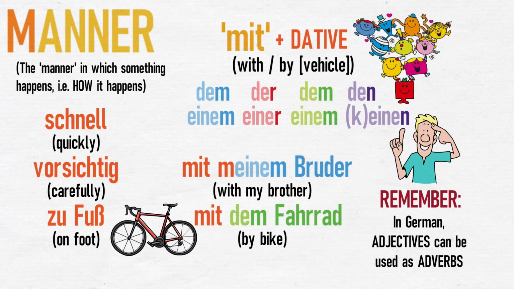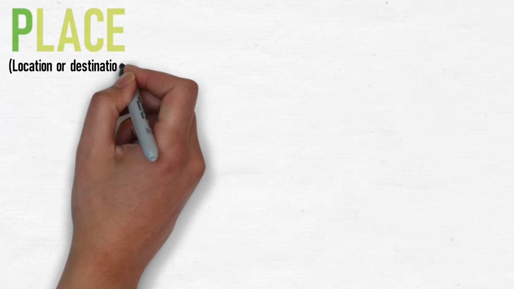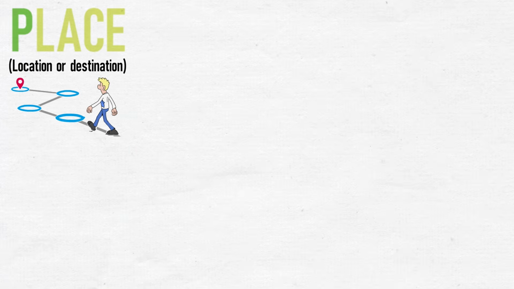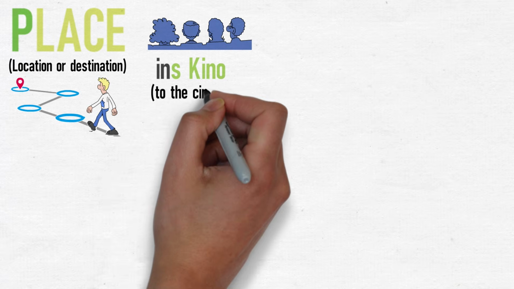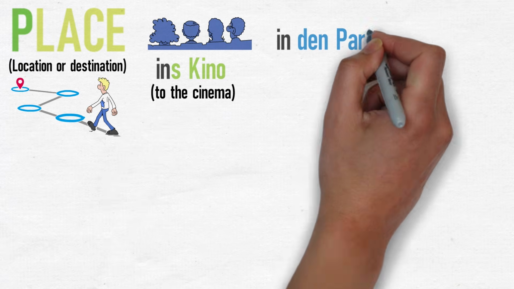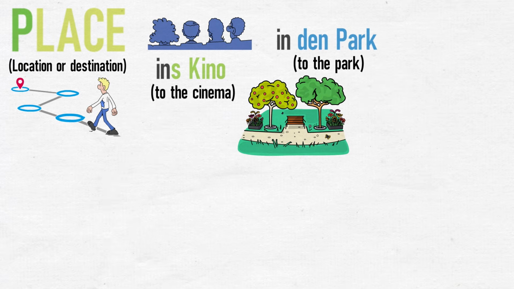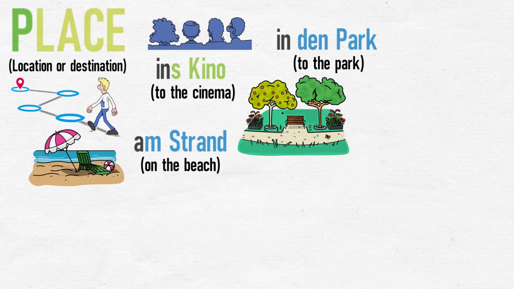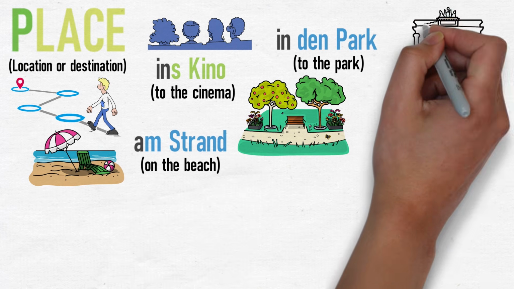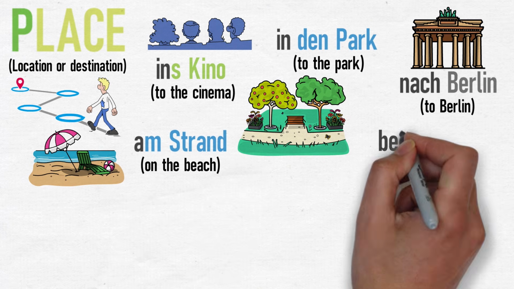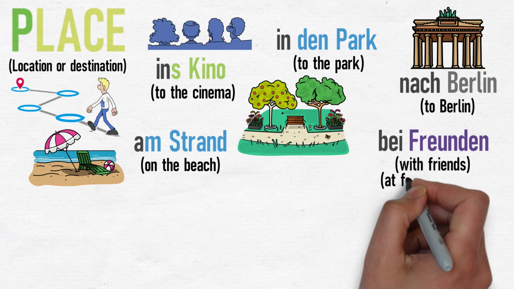The P section of the tempo rule deals with a place, as in where something is happening or a destination. Some phrases that cover this aspect are ins Kino, to the cinema, in den Park, to the park, am Strand, on the beach, nach Berlin, to Berlin, bei Freunden, with friends or at friends' houses.